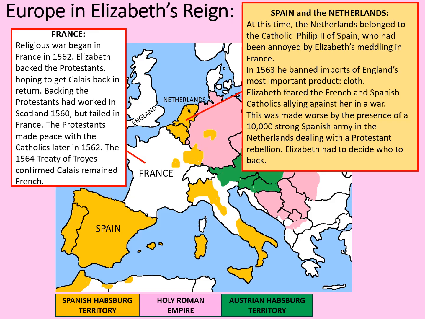Elizabeth feared the French and Spanish Catholics allying against her in a war. This was made worse by the presence of a 10,000-strong Spanish army in the Netherlands dealing with the Protestant rebellion there. Elizabeth had to decide who to back.